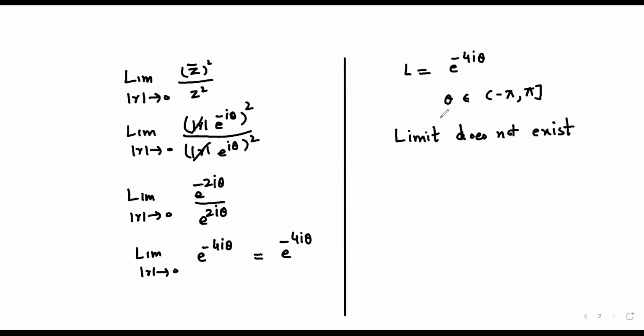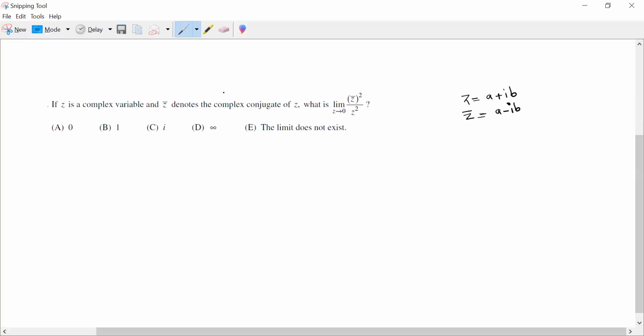It's very important to understand this step. Here we have theta. When we put theta from this interval, for every unique value of theta, we get a unique value of the limit. So it means that the limit is not unique. So we can say that the limit does not exist. So the correct option is option B, in which the limit does not exist.